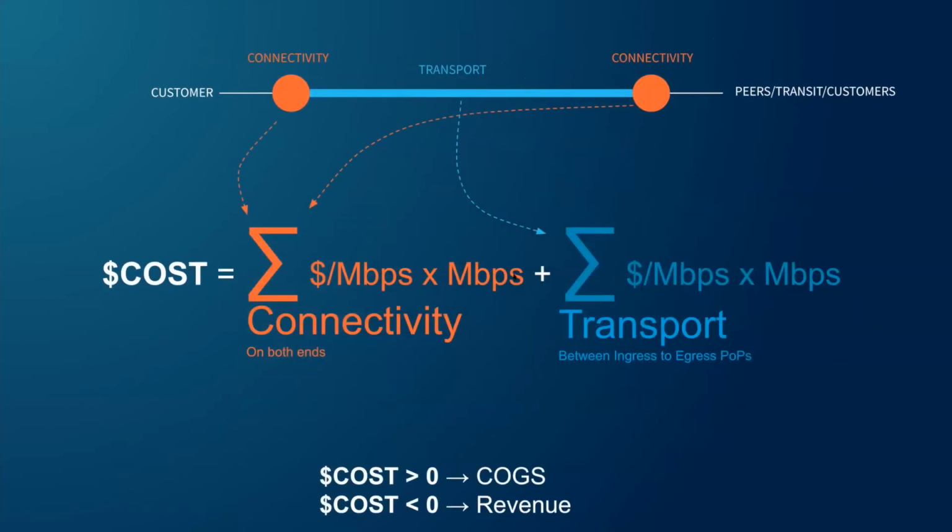And that's the math slide that's supposed to make me look smart. But basically, at the top of it is an even more simplified version of the previous diagram. You have one customer on one end. The orange is the connectivity costs. The blue part is the transport. Your cost is the sum of your connectivity costs on both ends and the sum of your transport costs throughout your network. Obviously, if your cost is positive, then it's cost of goods and services. And if your cost is negative, then it's revenue.